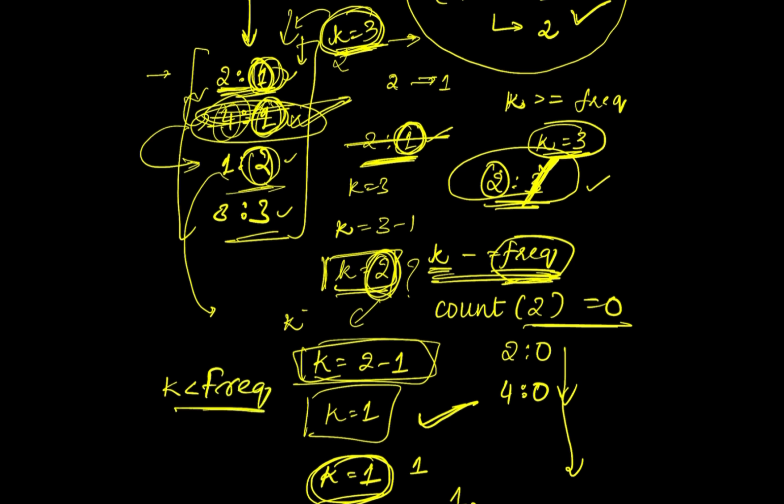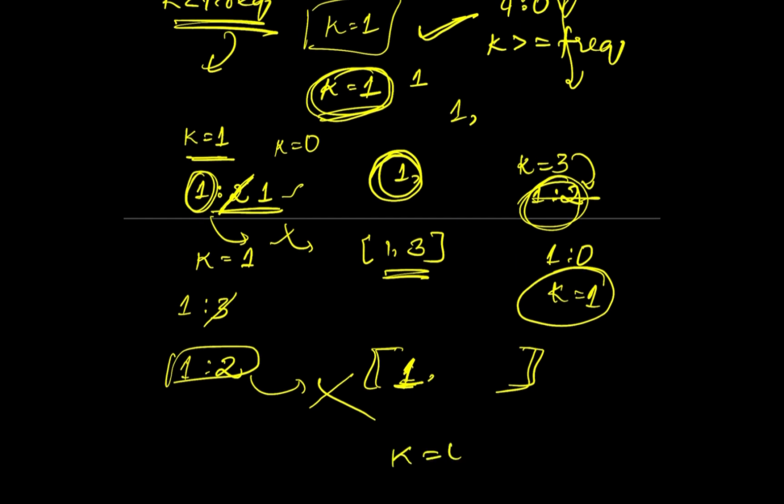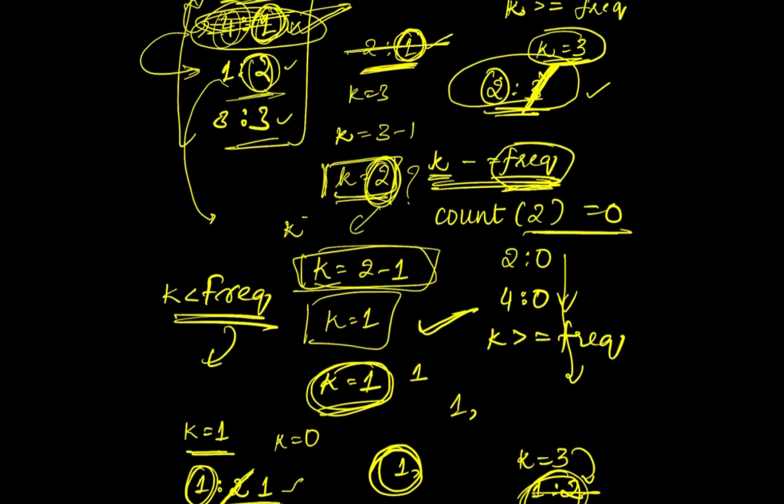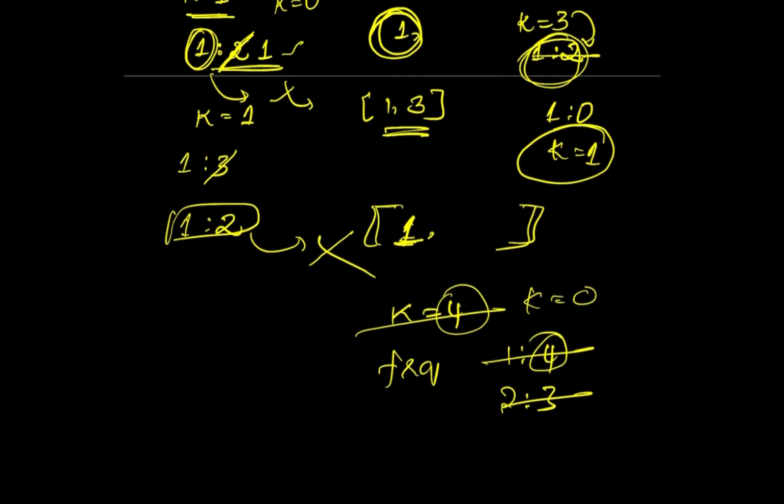The minute k is less than frequency, you will exit. Only if k is greater than or equal to frequency, as in if k is equal to 4 and my frequency of 1 here is 4 or 2 here is 3, if it is greater than or equal, that is when you can eliminate and k becomes 0. The minute k becomes less than frequency, you will exit the loop. Now what are you going to do next?